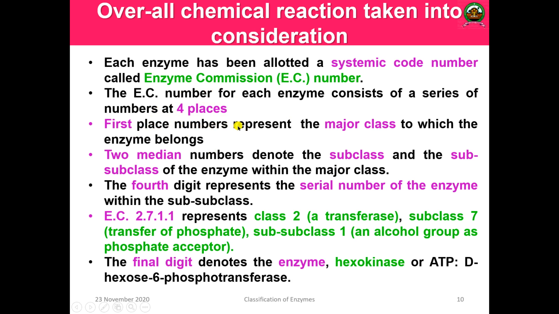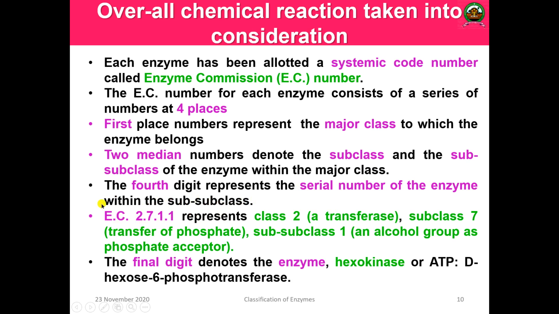The first number represents the major class of the enzyme, what major class the enzyme belongs to. And the 2 middle numbers denote the subclass and the sub-subclass of the enzyme within the major class. Within the major class there is a subclass, and within that particular subclass there is another subclass. Then the 4th digit represents the serial number of the enzyme within the subclass.